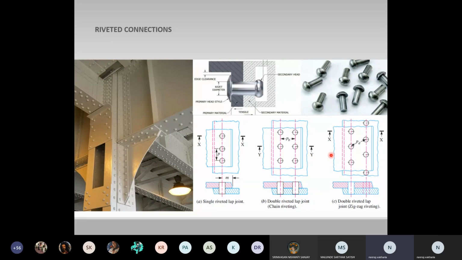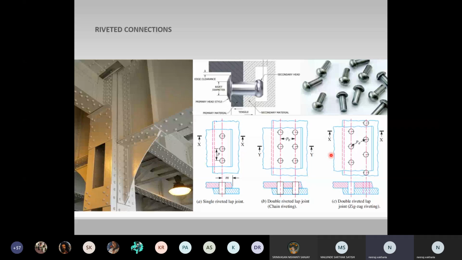Advantages of rivet connections are they are used for heavy duty steel structures. They were used for heavy duty steel structures due to their high toughness. Disadvantages for this is that it creates a very high level of noise pollution while constructing it, because each rivet has to be hammered, and that creates noise pollution.